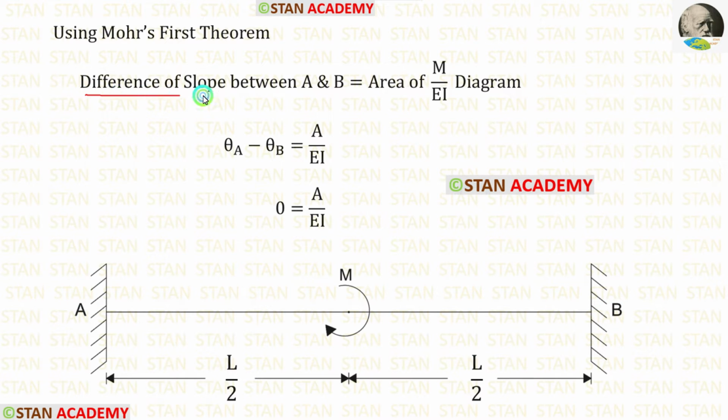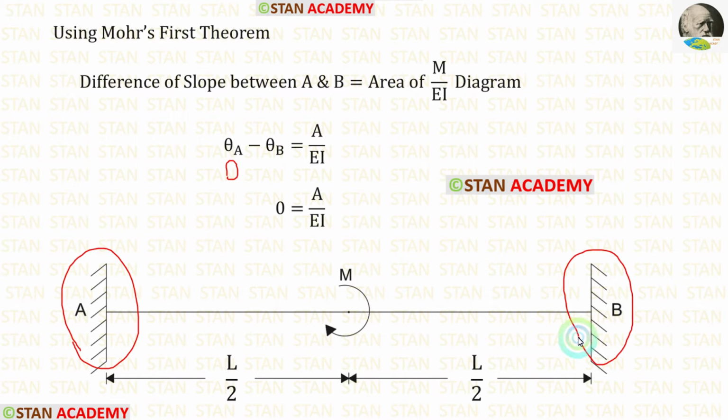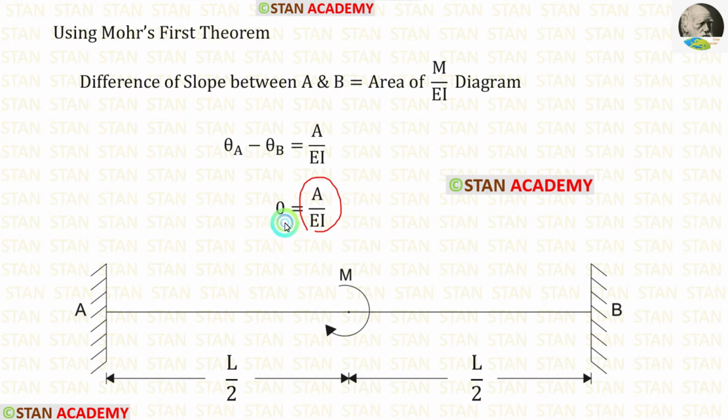The difference of slope between A and B is theta A minus theta B. In the point A, there is a fixed support. In the fixed support, there will be no slope. So, theta A will be 0. In the point B also, there is a fixed support. So, theta B also will be 0. 0 minus 0, we will get 0. So area upon EI is equal to 0.